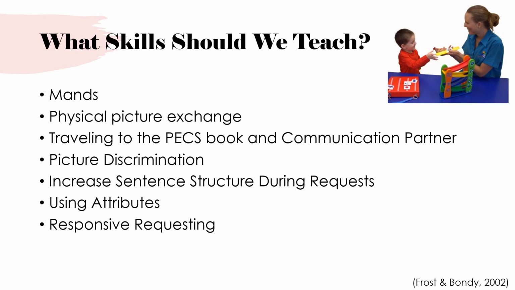Another skill that we should teach is responsive requesting. The student should be able to answer the question, what do you want? Lastly, we should teach our students the verbal operant of tact. They should learn how to label or comment. So for example, if a student sees a nonverbal stimuli, they should be able to label that item.